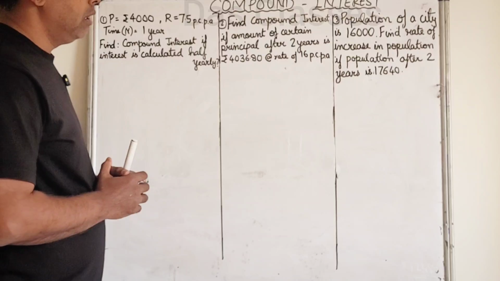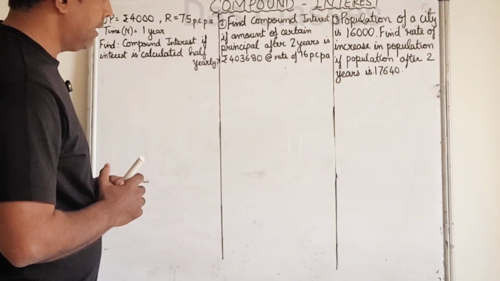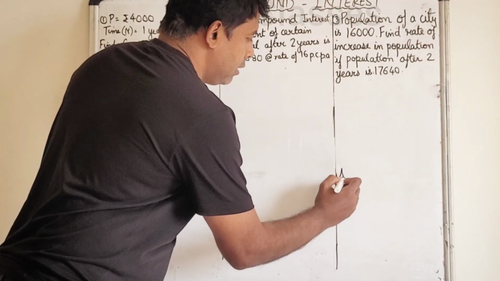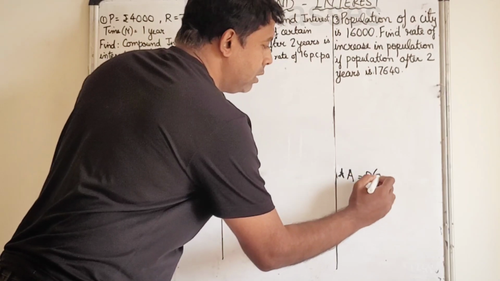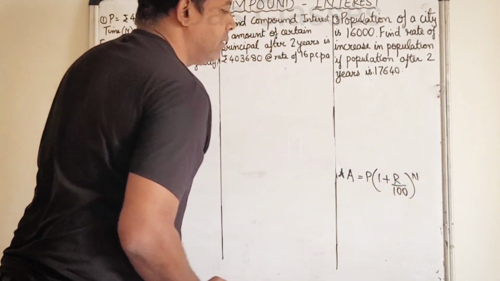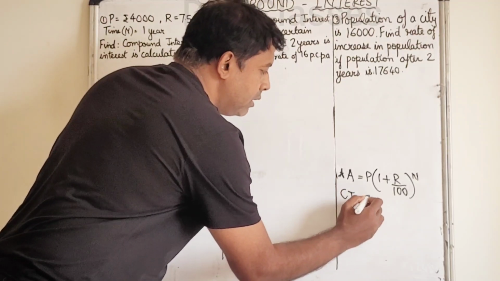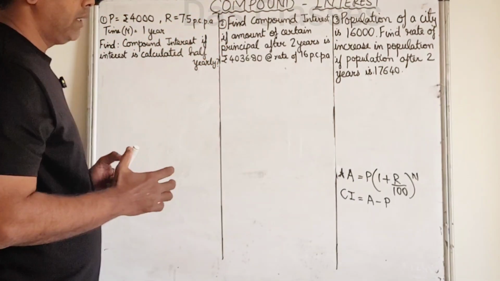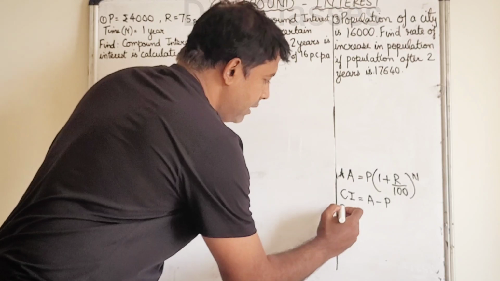for compound interest, there are 2 formulas. Let us write it down here first. Amount is equal to principal times (1 plus r upon 100) raised to n. And to find the compound interest, it is going to be amount minus principal. That is the formula.